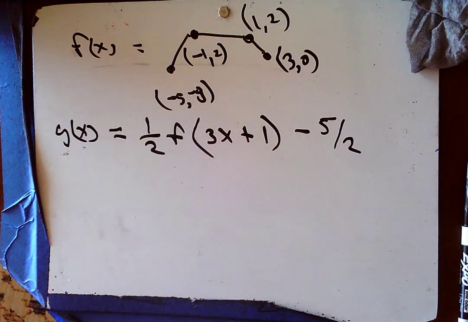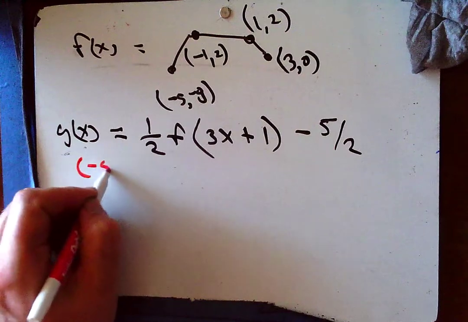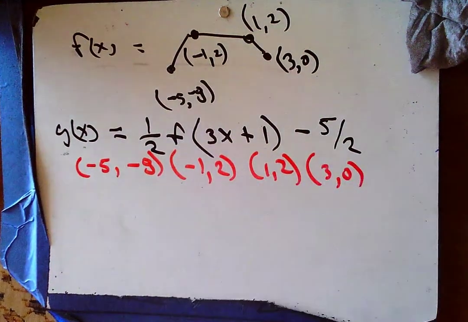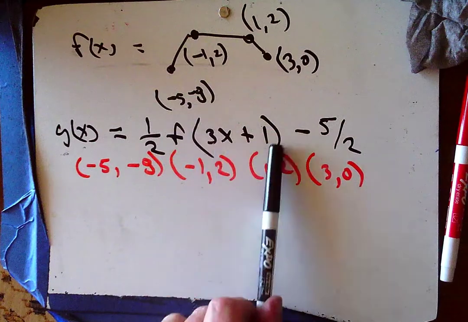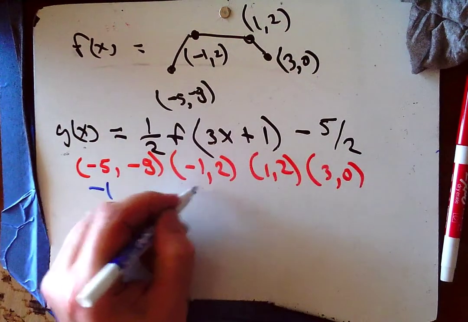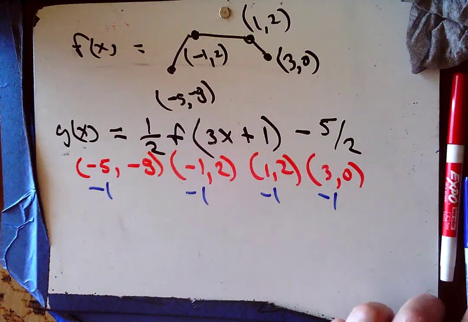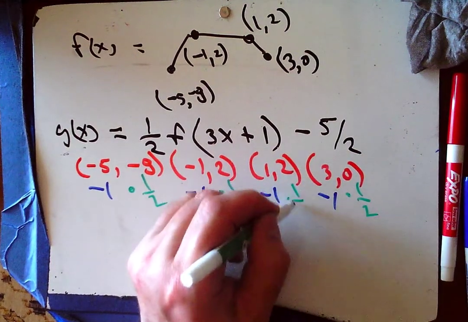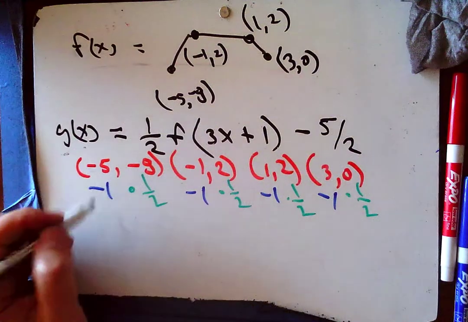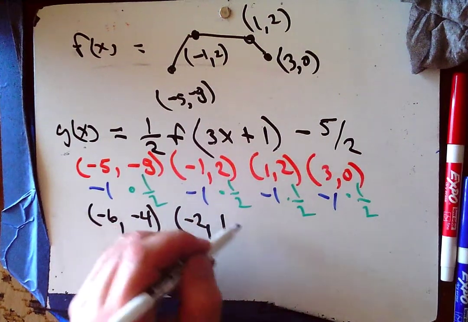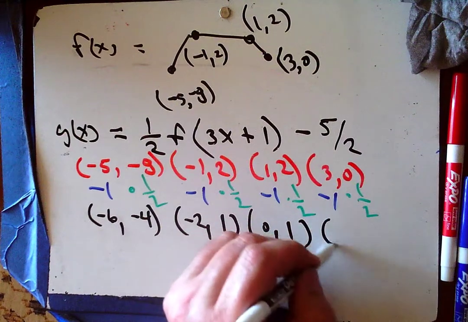Give that a try. Don't forget to start with the reference points and using the transformations. So, our reference points: (-5, -8), (-1, 2), (1, 2), (3, 0). We've got 2 x transformations to apply and 2 y transformations to apply. Remember, SADMAP on the x's means I'm going to subtract 1 from all the x's, but PEMDAS on the y's means I need to multiply all the y's by 1/2 first. So our transitional points will be (-6, -4), (-2, 1), (0, 1), (2, 0).